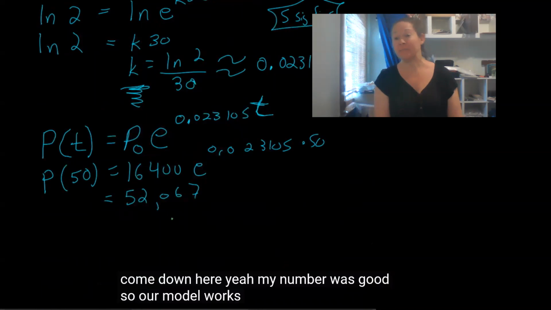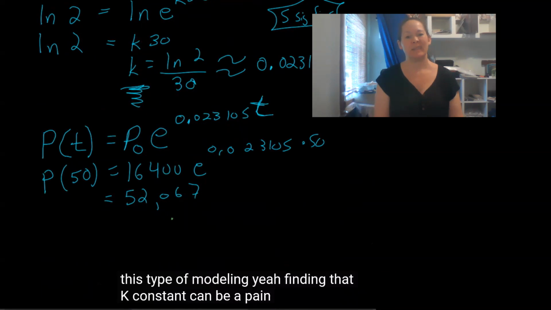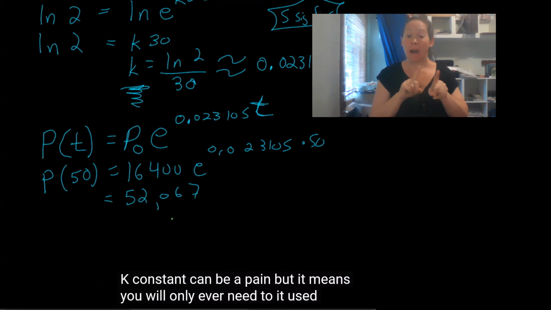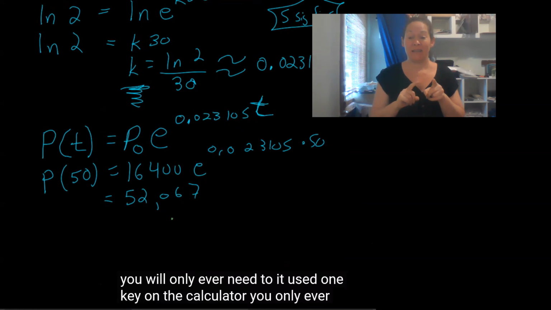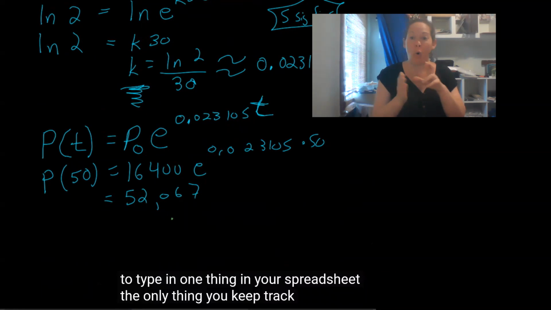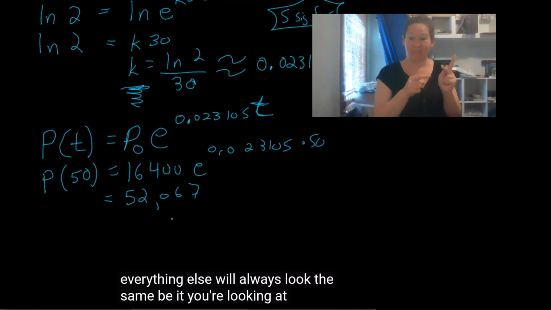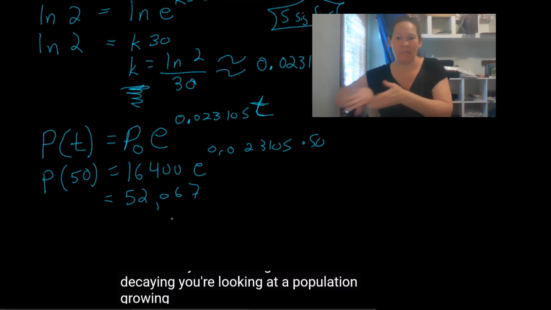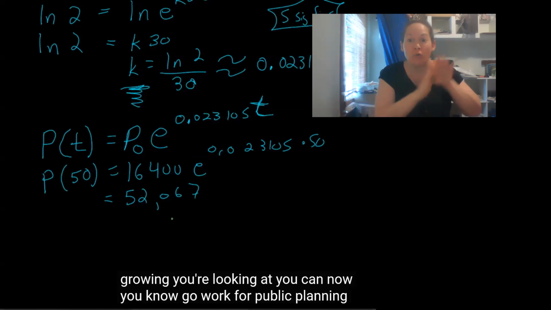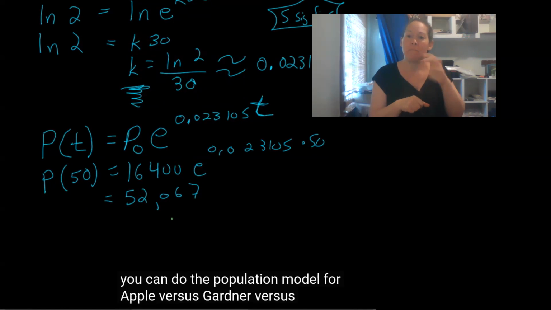So our model works. What's nice about this type of modeling, yeah, finding that k constant can be a pain, but it means you will only ever need to use one key on the calculator. You only ever need to type in one thing in your spreadsheet. The only thing you keep track of is k. Everything else will always look the same. Be it you're looking at radiation decaying, you're looking at a population growing, you can now go work for public planning and you can do the population model for Athol versus Gardner versus Leominster.